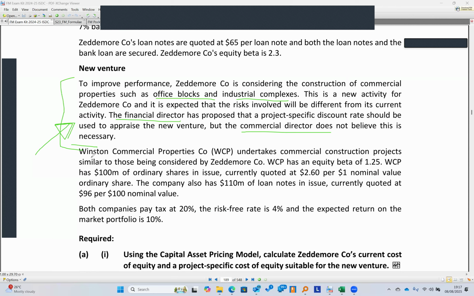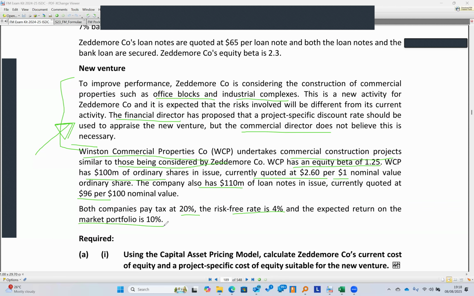We have another company called Winston Commercial Properties, which does commercial construction projects like those that we are considering. They have an equity beta of 1.25, and WCP has 100 million ordinary shares in issue, which are at 2.6 per share. The shares are $1 nominal. The company also has 110 million of loan notes in issue, which are right now at 96. And both companies pay tax at 20%, the risk-free rate is 4%, and the expected return on the market portfolio is 10%.